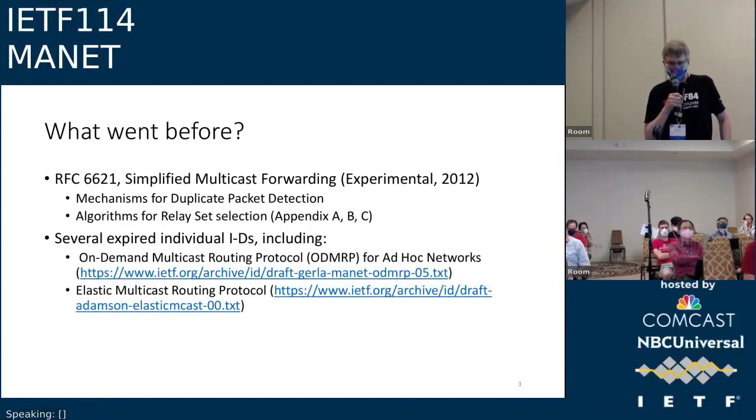It's not really a full protocol description. It basically describes mechanisms for duplicate packet detection. Why that is needed, we will see later. It also has three different so-called relay set selection algorithms, or relay set reduction algorithms if you want, which are described in appendices. And these make use of information that's already available from a unicast routing protocol, a MANET routing protocol, to reduce the number of nodes that are retransmitting packets.